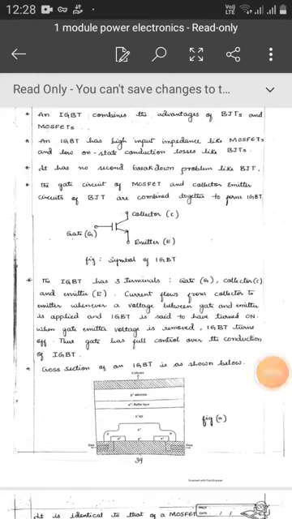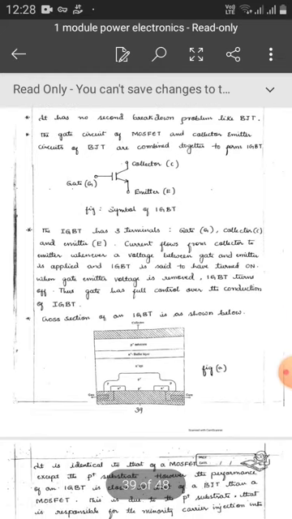Next topic is the IGBT. IGBT is the insulated gate bipolar transistor. It is the latest device in power electronics. It is obtained by combining the properties of BJT and MOSFET.